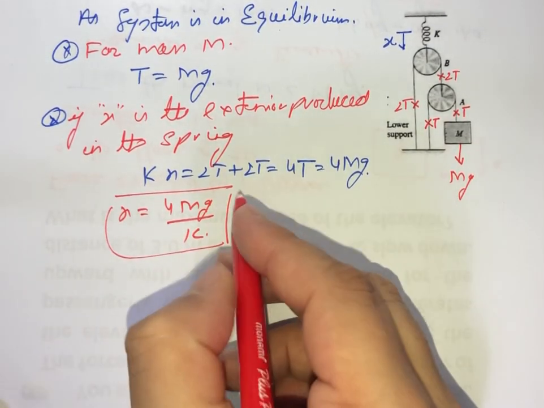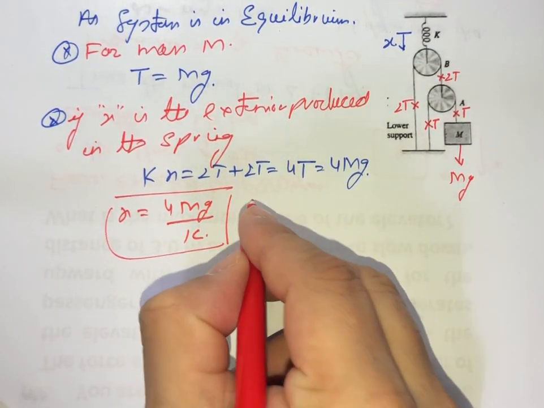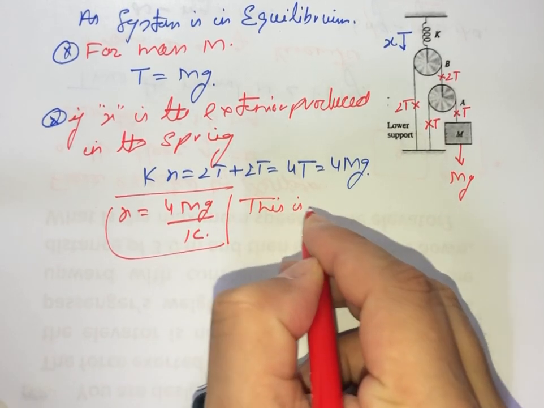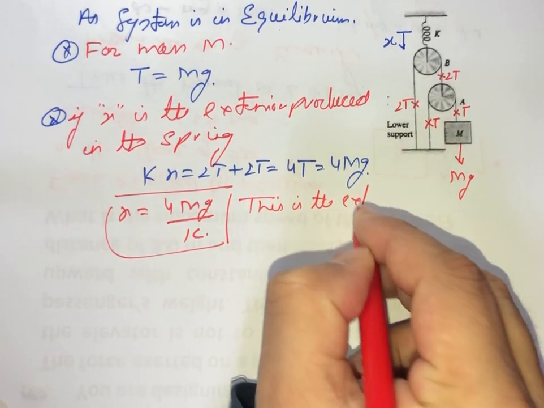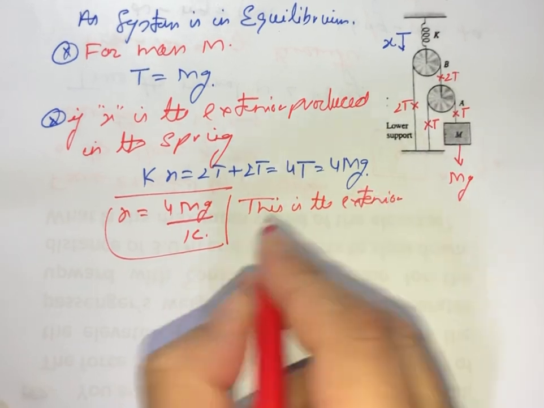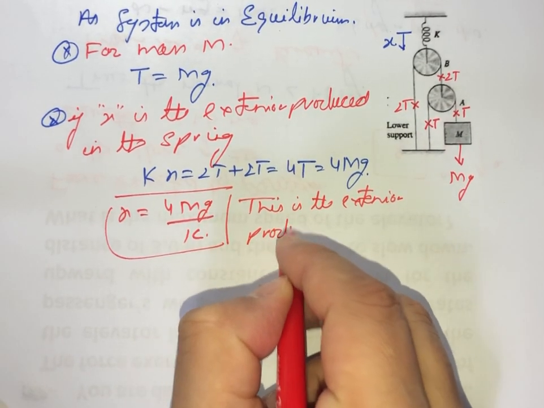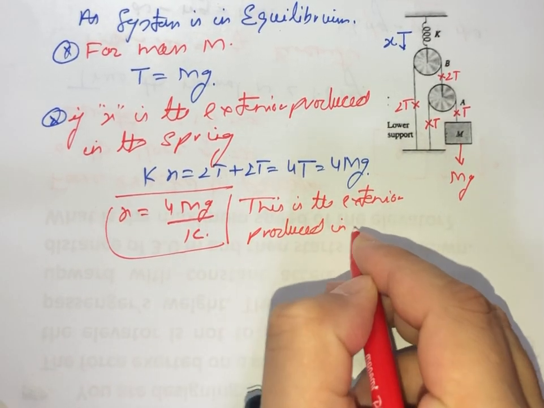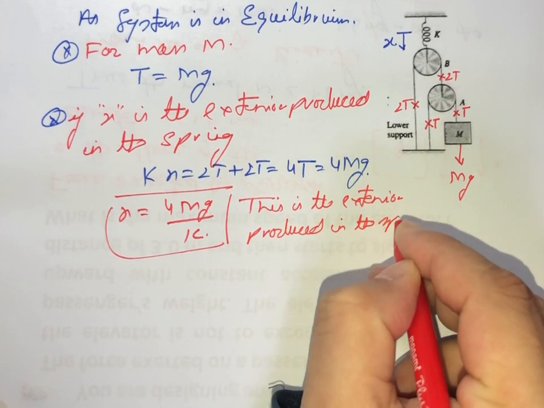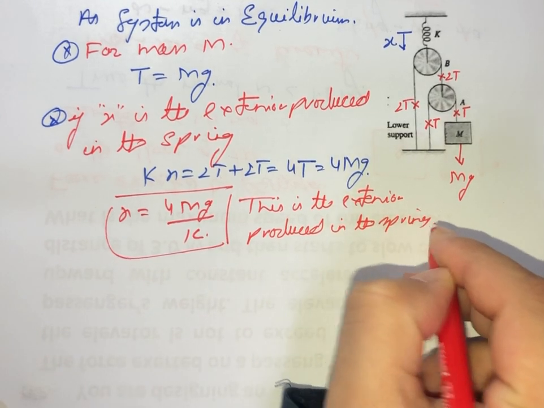So this is the extension produced in the spring.